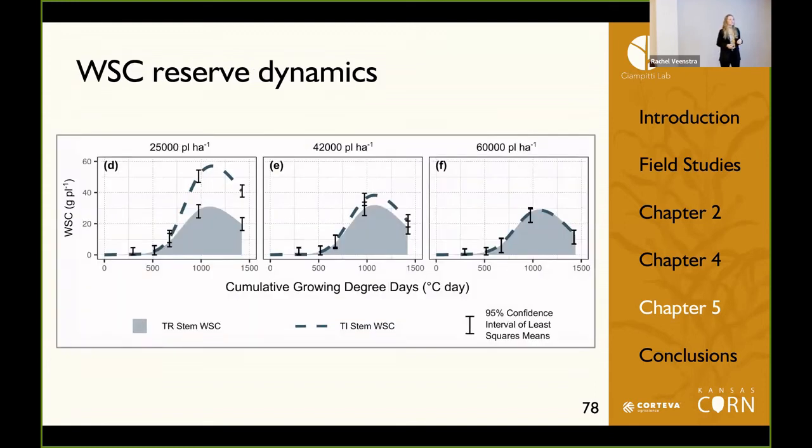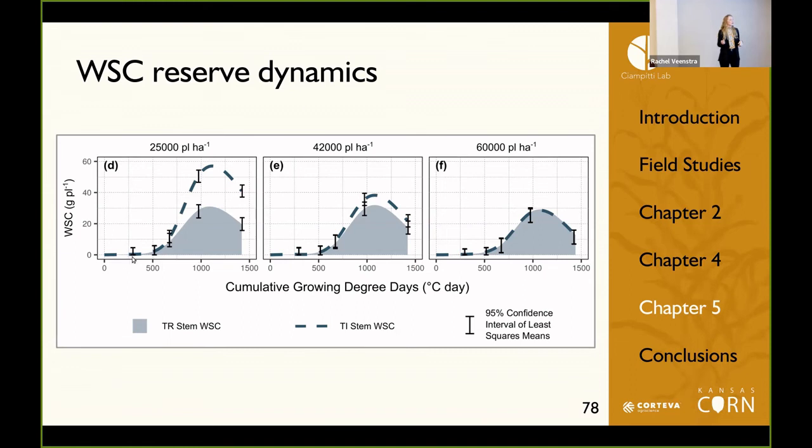So we're going to look at these figures. We have our three panels for our three plant densities. The x-axis is our cumulative growing degree days, so this is our season duration. The y-axis is our water-soluble carbohydrates found in the stem in grams per plant. The gray area that we see here is the water-soluble carbohydrate dynamics as we go through the season for plants that had tillers removed. So this would be main shoots only.